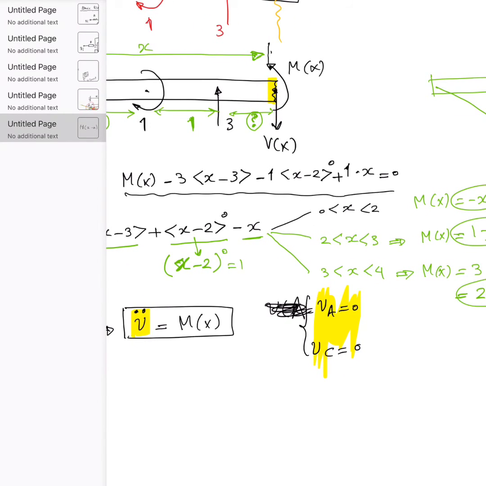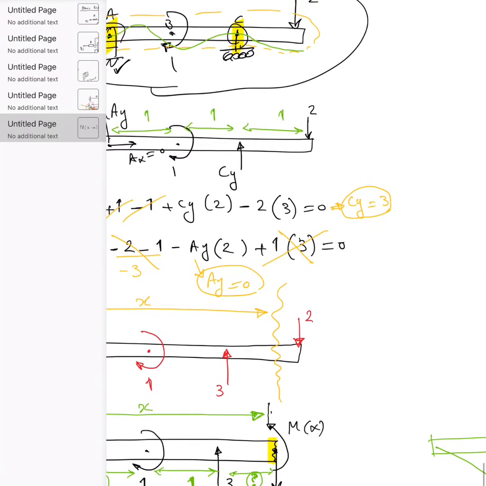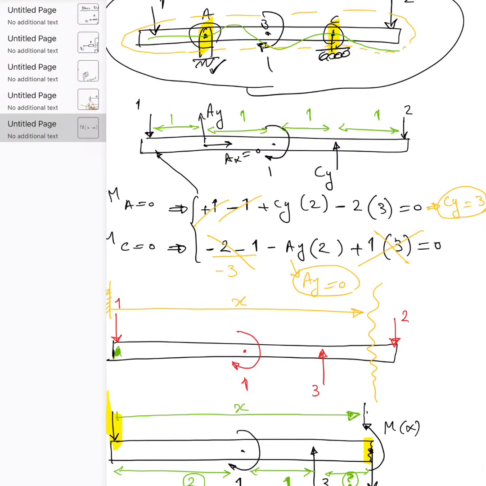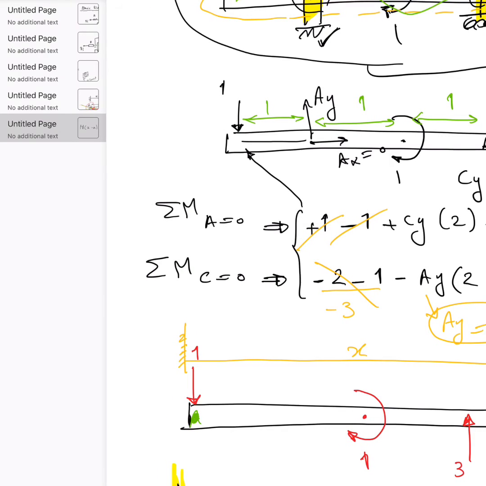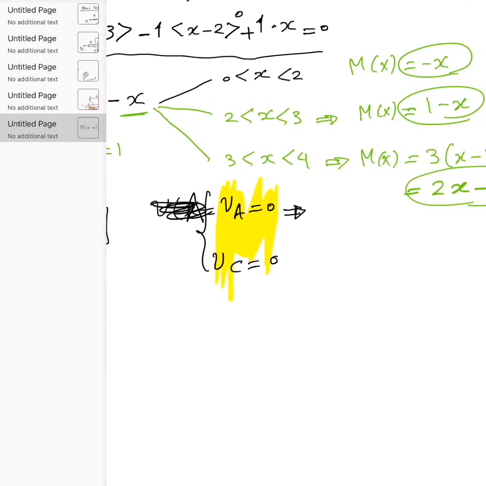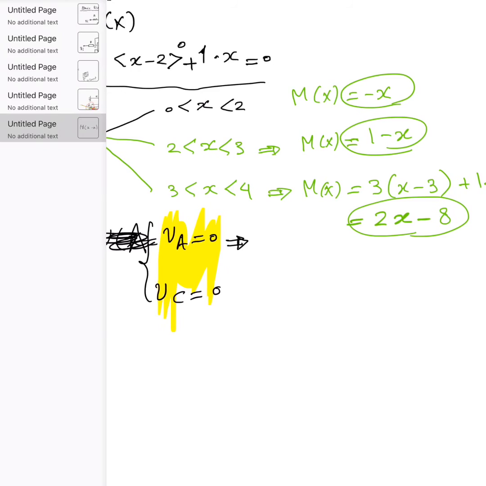So let's do that. What is the x of point A? I want to write this in terms of x. What is the x location of point A? The point A is located, let's zoom here, from the left side, x is equal to 1. So here, instead of v of A is equal to 0, I can write v at x equal to 1 is equal to 0. This is more practical. When I want to set the x to something, I use this relation.